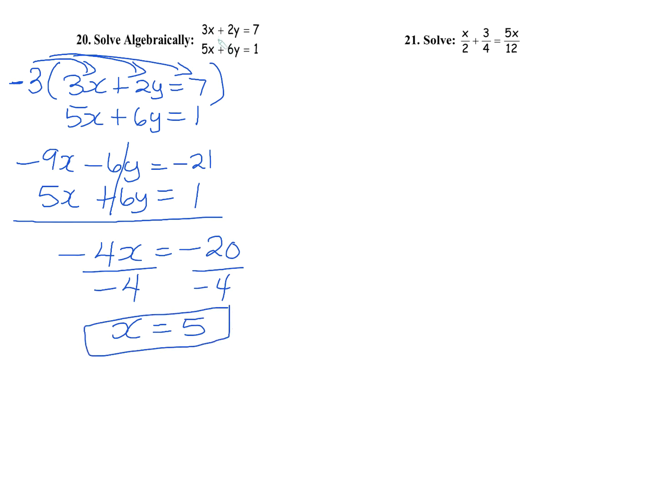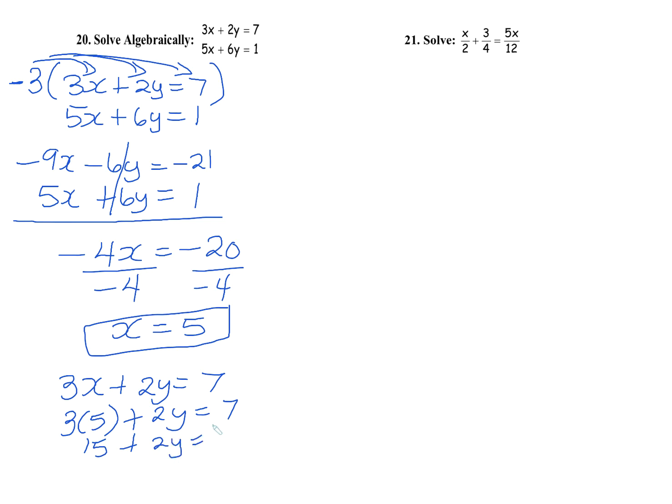Now remember, they wanted you to solve these two equations, and you see there are two variables. One is x and one is y. So we found x. So to find y, I'm going to go back to the original equation, which is 3x plus 2y equals 7, and I'm going to substitute x equals 5. So wherever I see x, I'm going to replace it by 5. Once I do that, notice I only have one variable now, y. So this will be 15 plus 2y equals 7. Solving for y, I would subtract 15 on both sides.